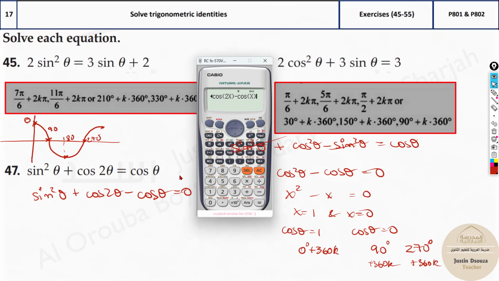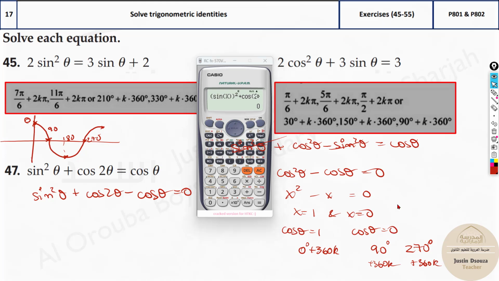Now this is the equation. Whatever we type, the answers must give us 0. Let's start with calculating at 0. Yes, we are getting 0. That's correct. Let's calculate at 90. We are again getting 0, and we should do at 270. It will be 0. So now these are the answers.